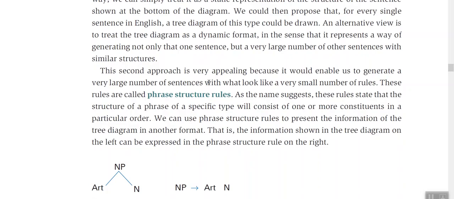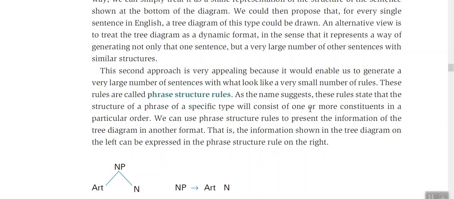So what is dynamic here? What is important from its name? When we say it is dynamic, it means what? It is generative. Dynamic means generative. Static, it means what? It is the opposite of dynamic. It means stable. But dynamic means generative. So this approach is very appealing because it would enable us to generate.